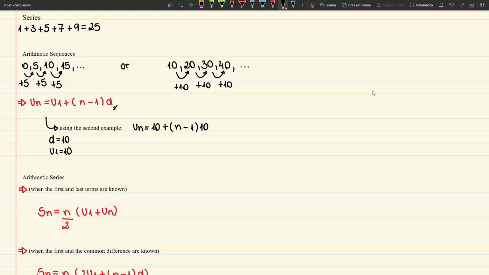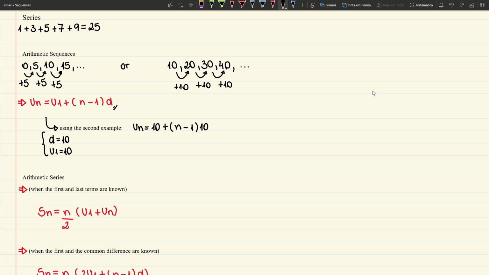So in the example of 10, 20, 30, 40, the constant difference is 10, and the first element is also 10. So if we substitute those values, we get that Un is equal to 10 plus n minus 1 times 10. So we can substitute n for any value to find the element of the sequence.